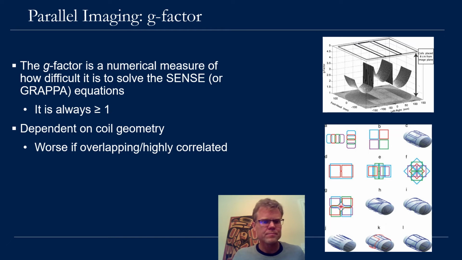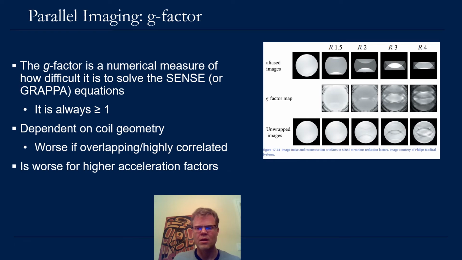So let's dig into this G factor a little bit more. The G factor is a numerical measure of how difficult it is to solve whatever parallel imaging equations, like SENSE or GRAPPA. It should always be greater than or equal to 1, so we don't get any sort of gain. It's highly dependent on the coil geometry. It's going to be worse if the coils are highly overlapped on each other or have very correlated sensitivity profiles, and it's going to get worse at higher acceleration factors.